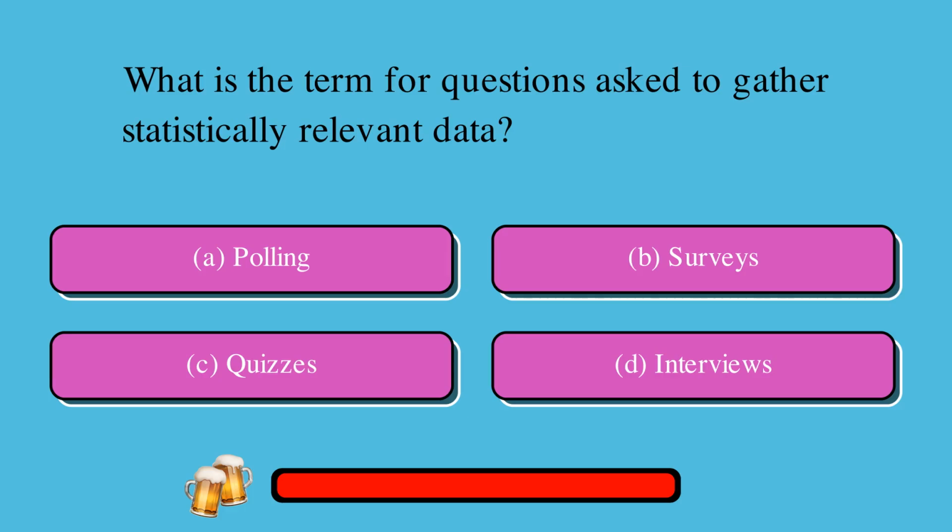What is the term for questions asked to gather statistically relevant data? A. Polling, or B. Surveys, or C. Quizzes, or D. Interviews? The correct answer is B. Surveys.